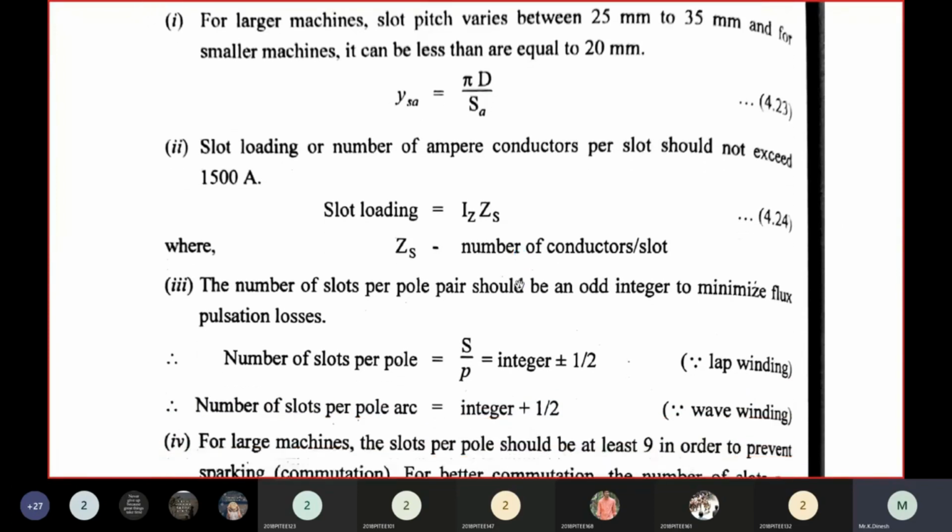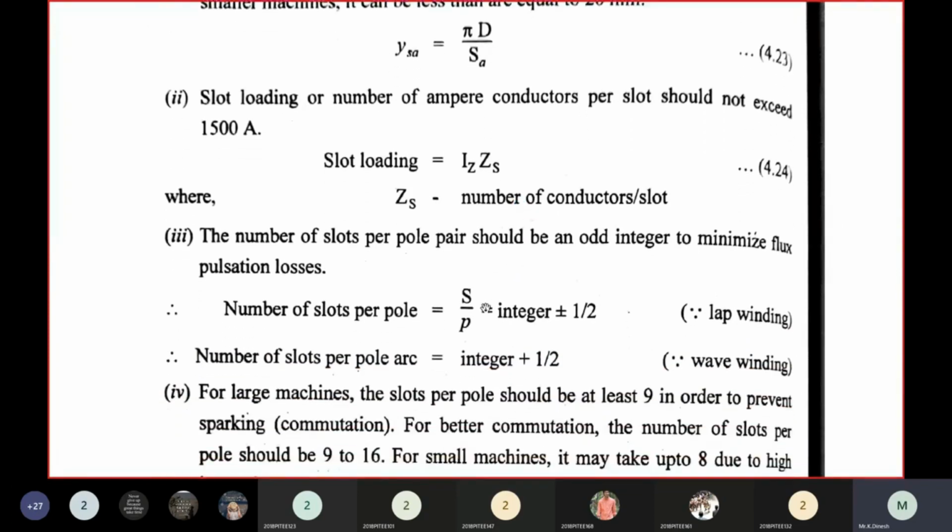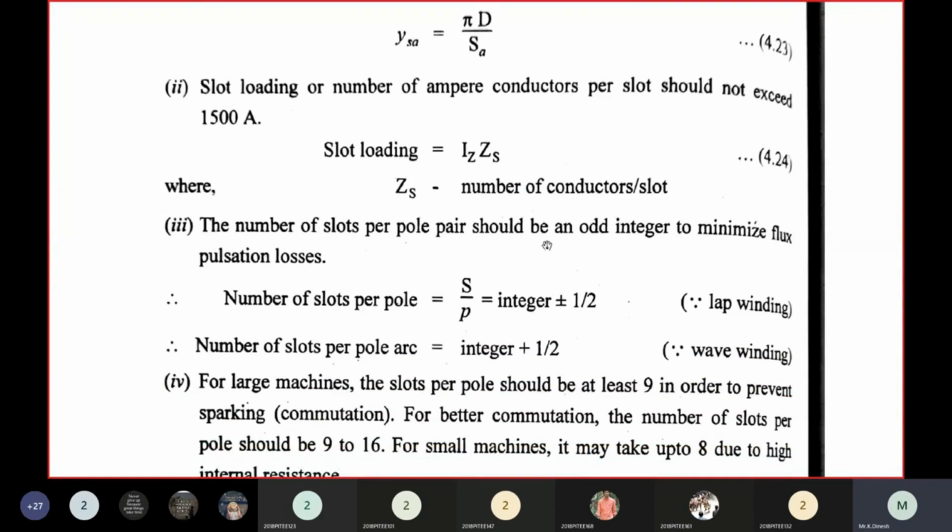The third guideline: the number of slots per pole pair should be an odd integer to minimize flux pulsation losses. In general, the number of slots per pole is S by P. This is the case when we have lap winding, where we add the parameter plus or minus 1 by 2 to the selected integer value, 9 or 10, plus or minus half for lap winding. In the case of wave winding, the number of slots per pole arc is an integer plus half.